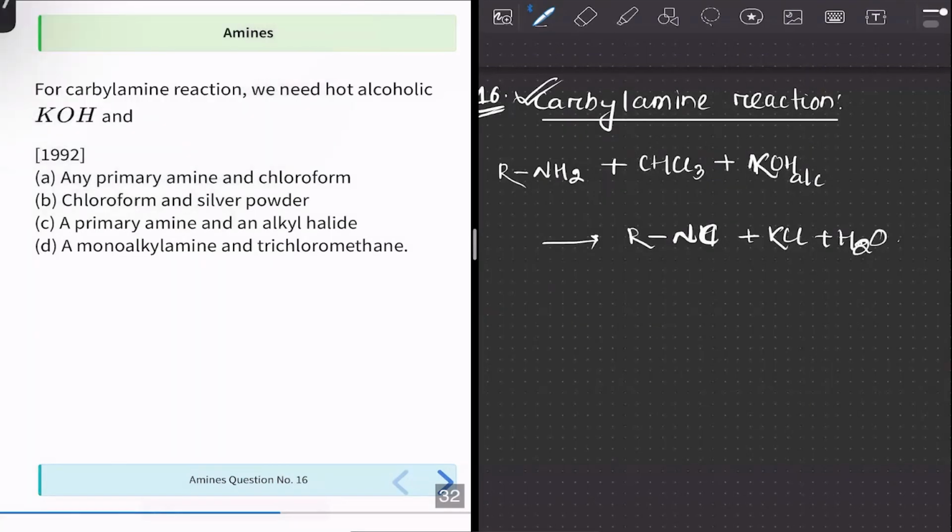So it is asking, apart from alcoholic KOH, what will be needed for the carbylamine reaction? For the carbylamine reaction, there should be a primary amine along with CHCl3 to produce the isocyanide compound, that is carbylamine. So any primary amine and chloroform. Option A is the correct answer.